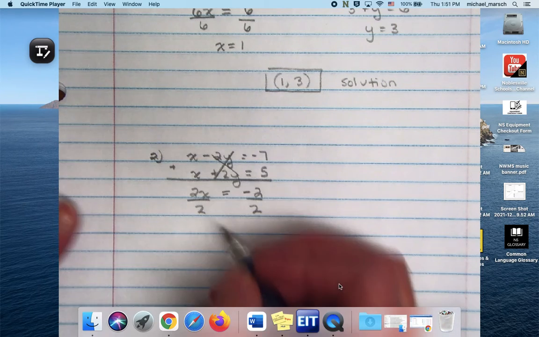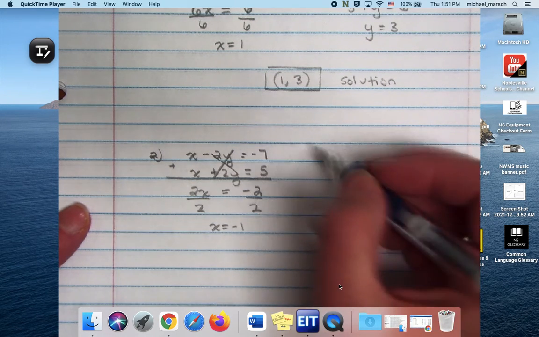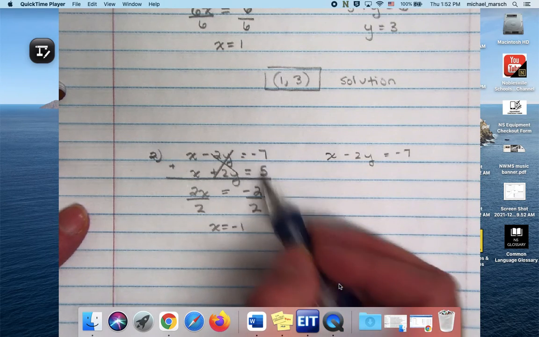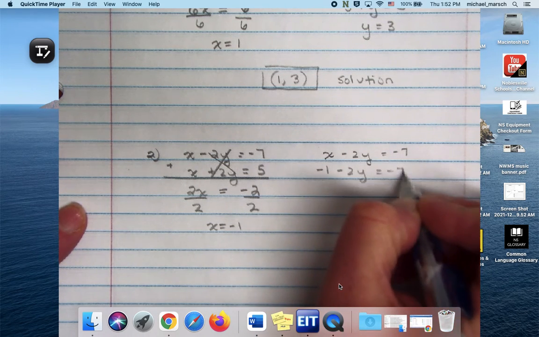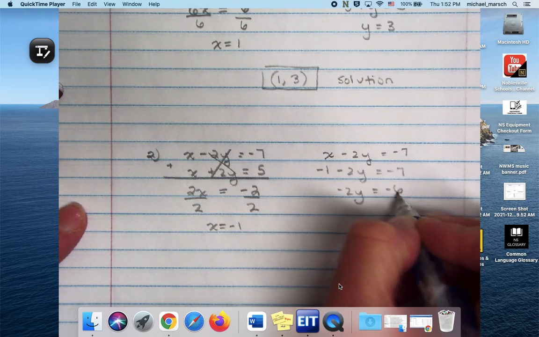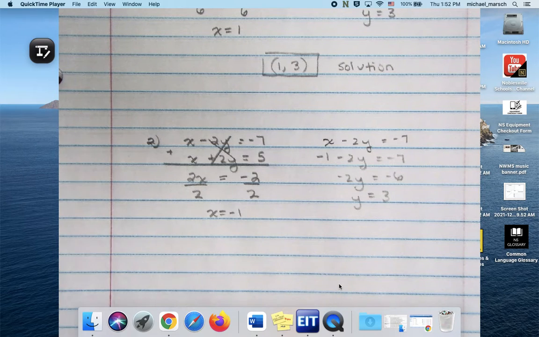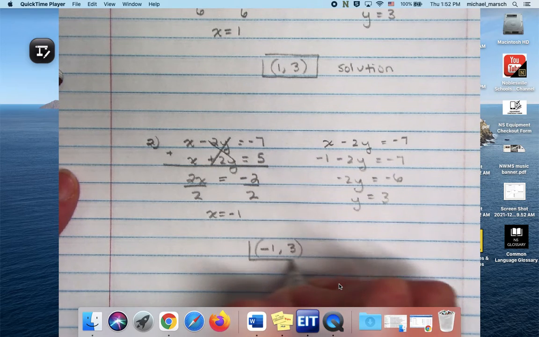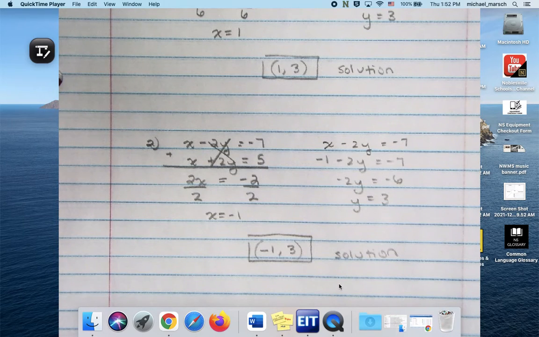Okay, so here we get x equals negative 1. And then I'm going to put that into one of the equations. I don't care which one you put it into. It's going to work no matter what. And so then, of course, your solution will be (-1, 3). Everybody feeling pretty good about this?